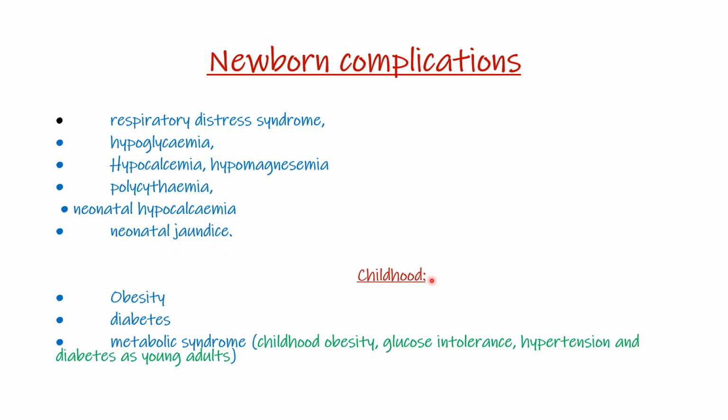So in childhood, this baby will be predisposed to have diabetes, obesity, and metabolic syndrome, which is a combination of childhood obesity, glucose intolerance, hypertension, and diabetes as young adults.